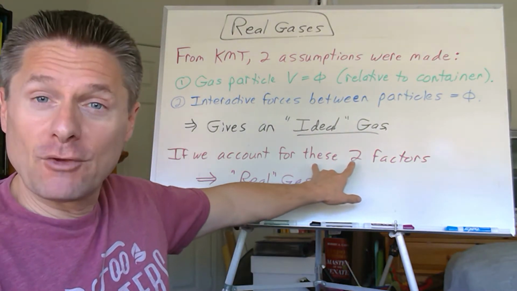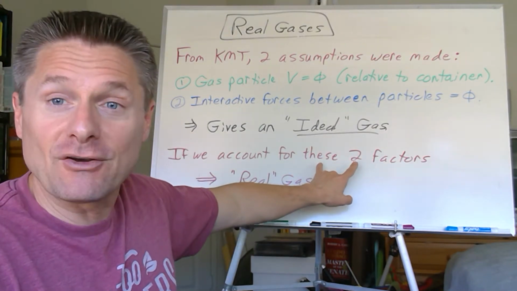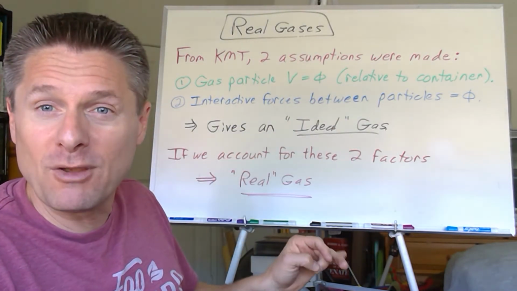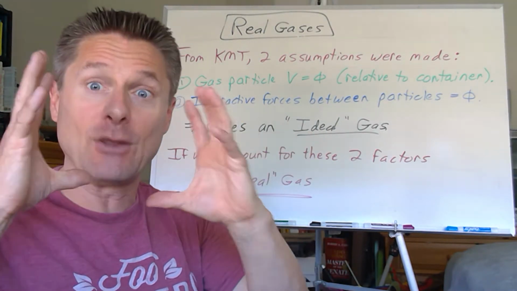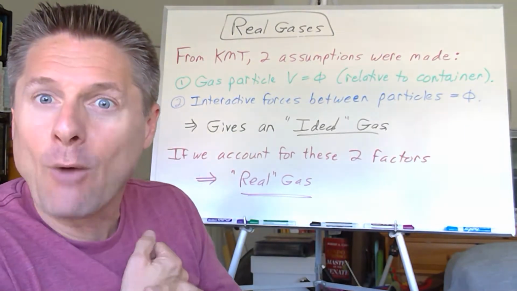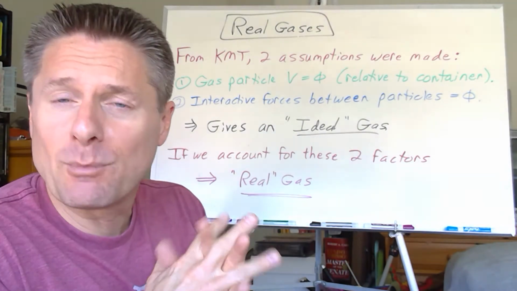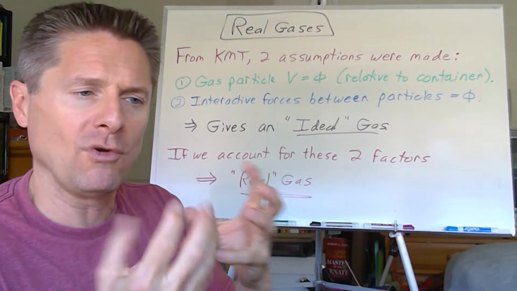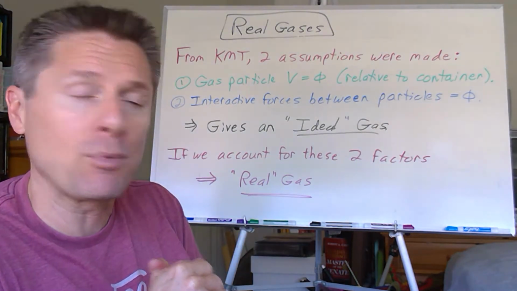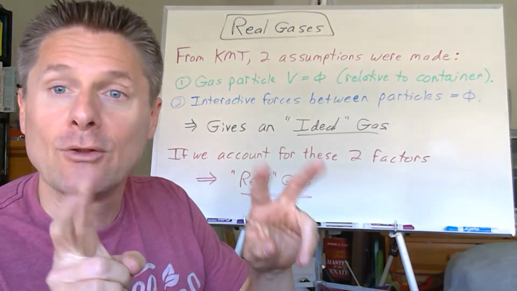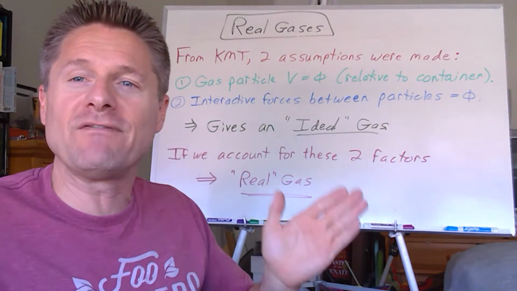But if we do account for those two factors, if we actually account for the gas particle volume and make a correction to the overall volume by taking the volume of the container and subtracting out the gas particle volume, that's a little more accurate. And if we make an adjustment to the pressure and account for the intermolecular forces between the gas particles, which can change what we would think would be the pressure, we get what's called a real gas. And Johannes van der Waals looked at this. Let's take a look at what van der Waals did.